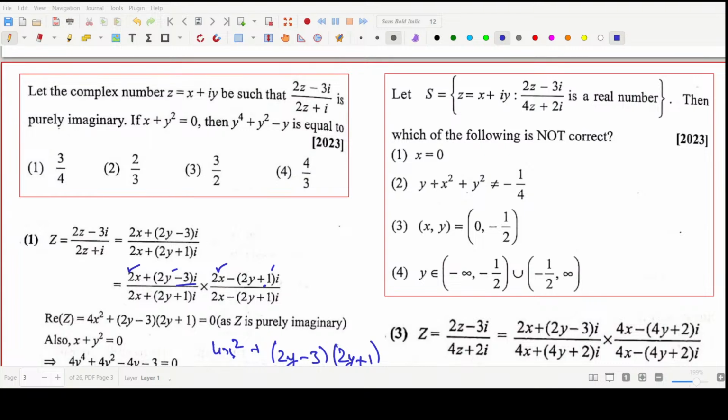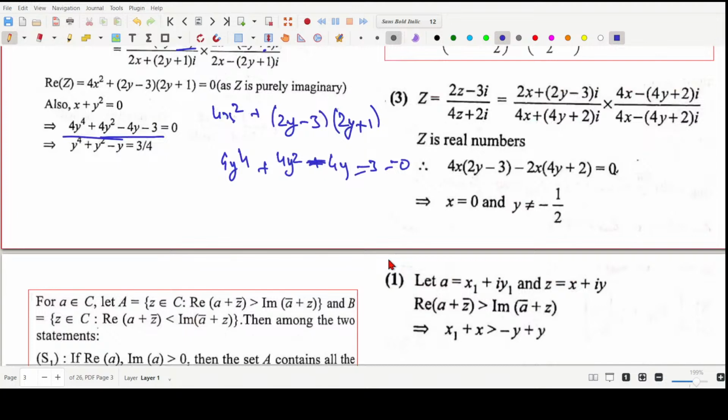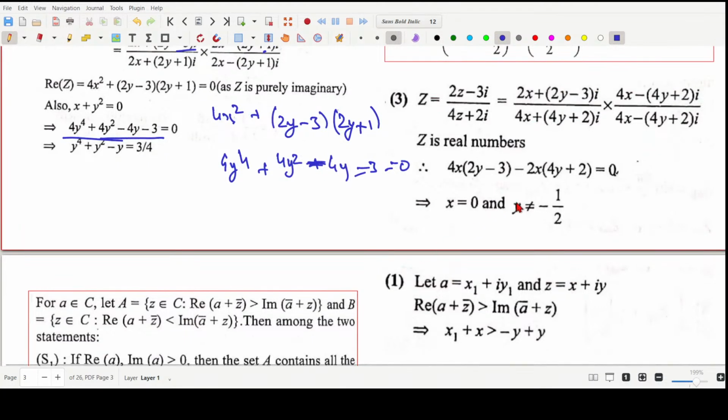Not yet, sir. Sir, can you show the answer? x equals to 0 and y should not be equal to minus half.